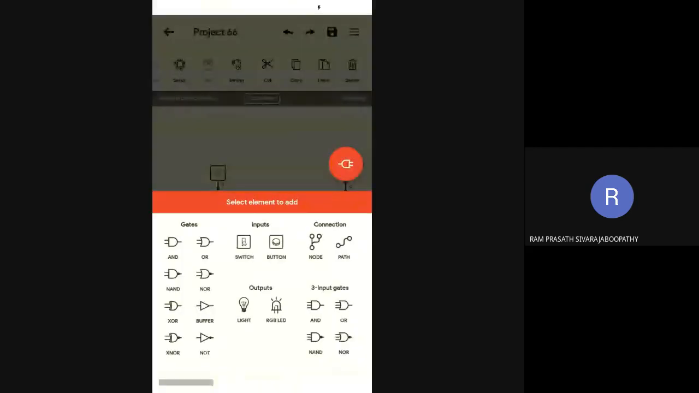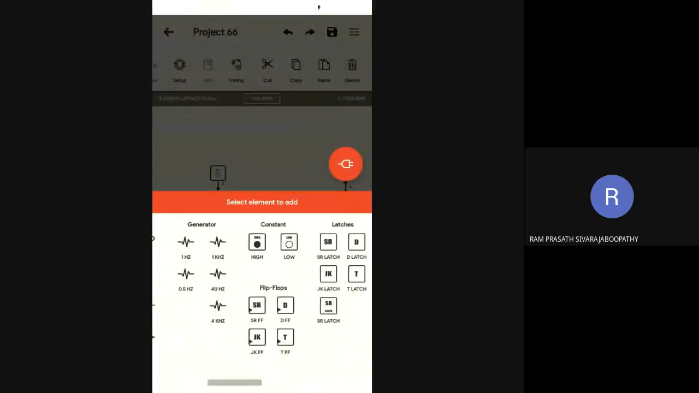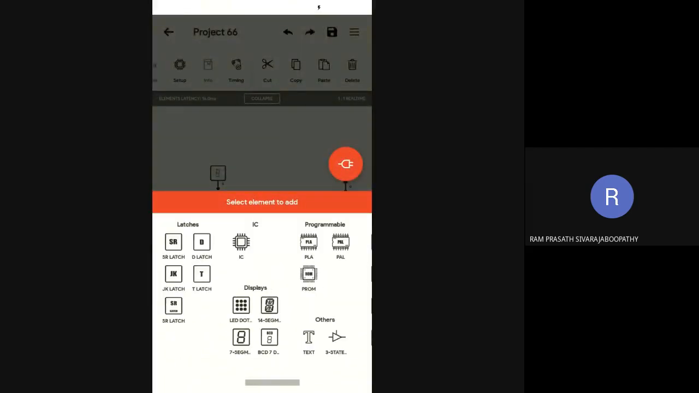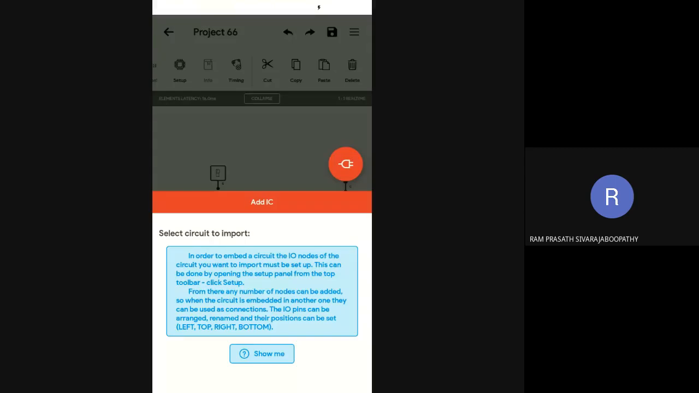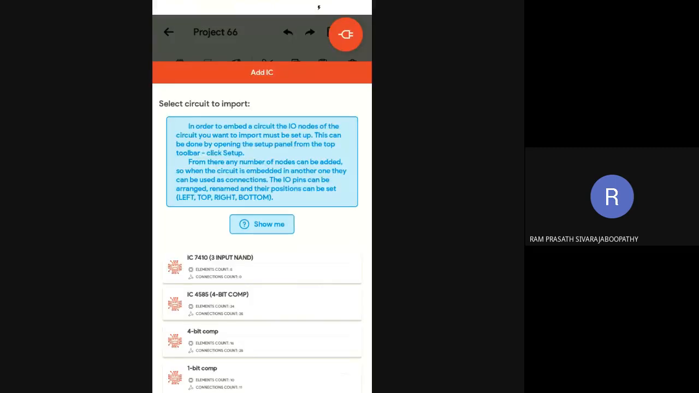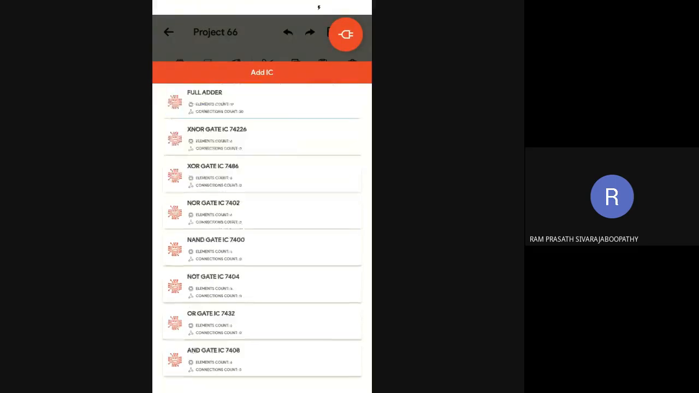Which IC should we use? I used the 2 input NAND gate IC. How many ICs do I have to use? How many 2 input NAND gate ICs should be used?